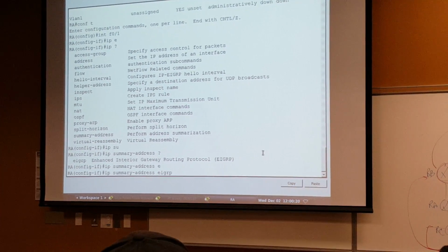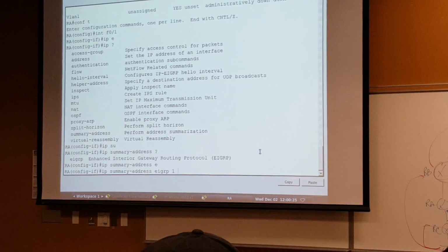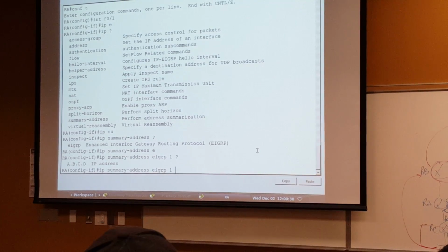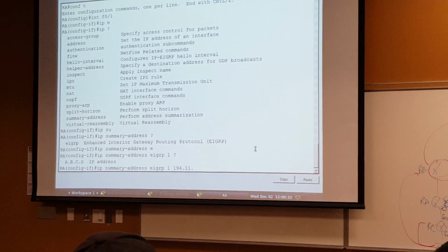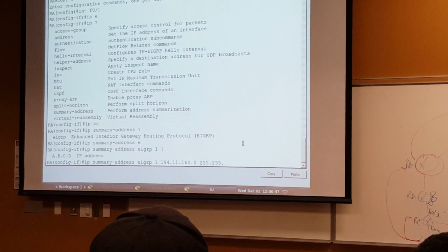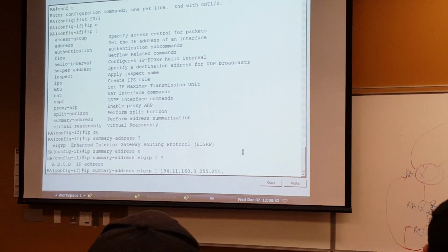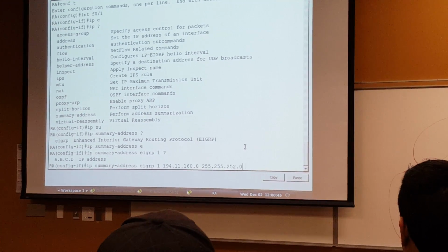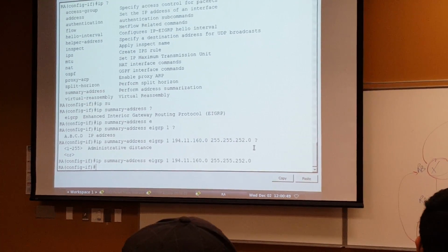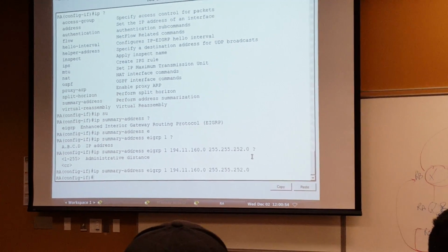EIGRP, what are we using? I have no idea what autonomous system number we're supposed to use. EIGRP 1. 194.11.160.0, 255.255.252.0. Okay. So this is the command you would use in EIGRP.